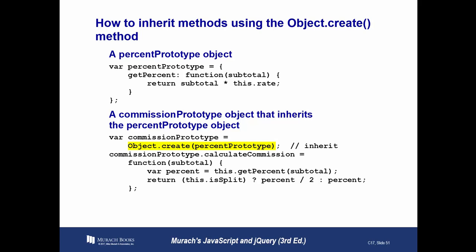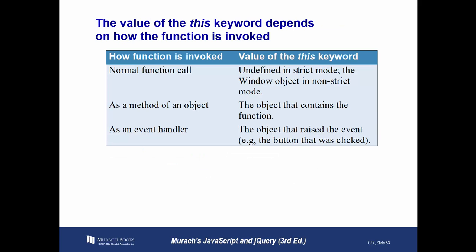One thing that we've been using in here, but kind of skirting around for lack of better words, is the use of the this keyword. The this keyword is what's referred to as being contextual. So in other words, the value of it depends on how the particular function is invoked. As it says here, if it's a normal function call, this is undefined in strict mode, and if you're in non-strict mode, it's the window object.